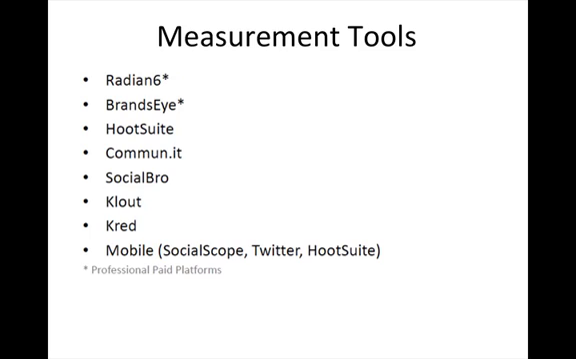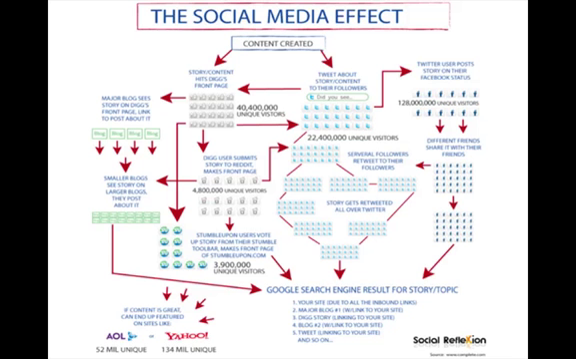Measurement tools that you can use are Radian6, Brandseye, Hootsuite, Commun.it, Social Pro, Cloud, Klout. We can discuss all these on the forums. So the social media effect is that you create content first of all. So it's tweets, stories, front page, etc. Bloggers see this. That creates more traffic on the search engines.